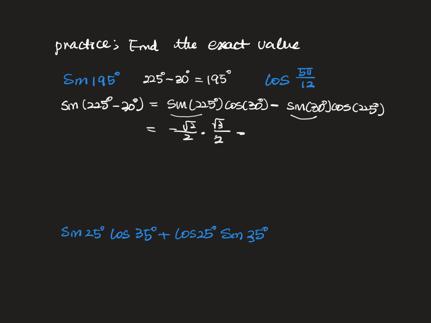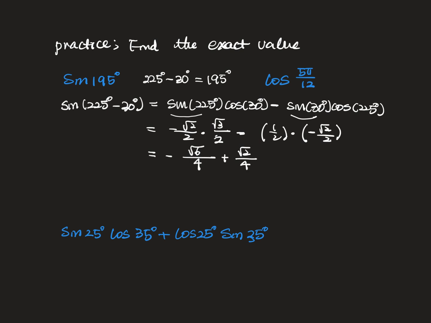Minus sine 30 is 1.5. Cosine 225 degrees, quadrant 3, that's the negative square root 2 over 2. Let's simplify this one: negative square root 6 over 2 times 2 is 4, negative positive square root 2 over 4. Okay, how about this one?